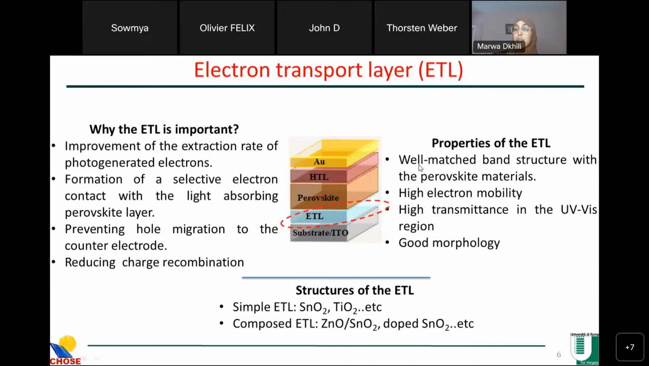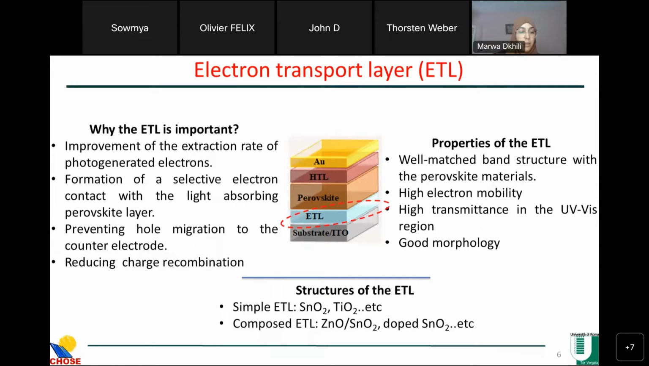For this purpose, the ETL should have well-matched energy structure with the perovskite material and have high electron mobility, high transmittance in the UV-visible region, and good morphology to ensure the formation of a high-quality perovskite film. The electron transport layer could be a single ETL such as tin oxide, titanium oxide, zinc oxide, etc., or a composite, double ETL, like zinc oxide with tin oxide or doped tin oxide.